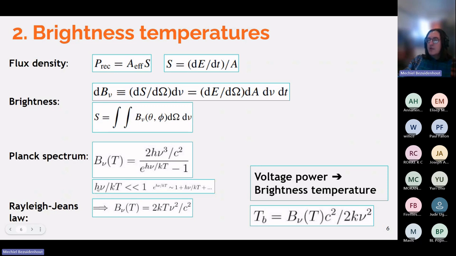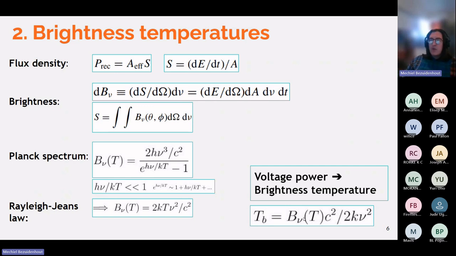Because in the radio regime, the frequency is a small number, we can simplify that down to the Rayleigh-Jeans law, and then we can rearrange that to give us a value for the temperature in terms of the brightness density. So we have gone from measuring a voltage to defining that in terms of a brightness temperature.